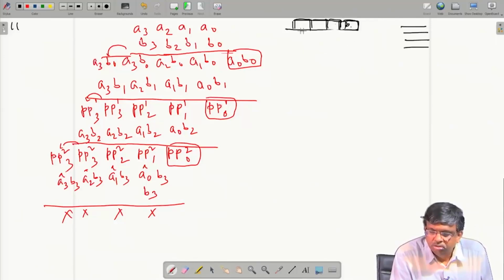So, during this clock, we will send A0. Through this line, A0 will be the first. Then here I will send A1, then A2, then A3.